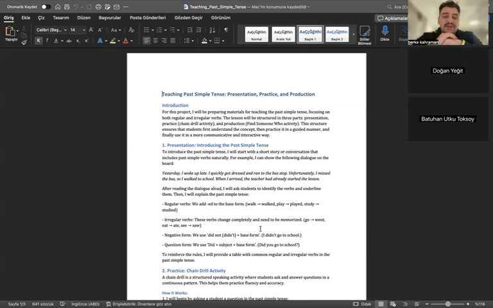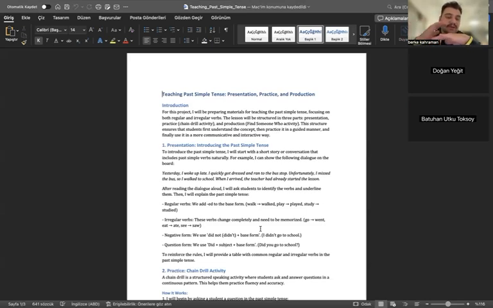The lesson will be structured in three parts: presentation, practice with the chain drill activity, and production with the find someone who activity. This structure ensures that students first understand the concept, then practice it in a guided manner, and finally use it in a more communicative and interactive way. So basically, it will be like that.